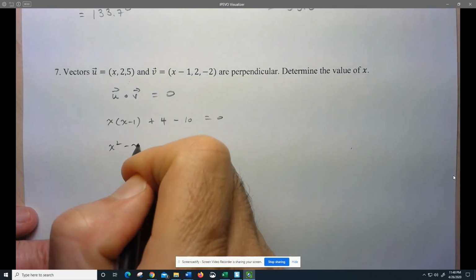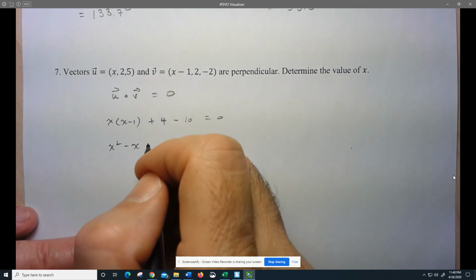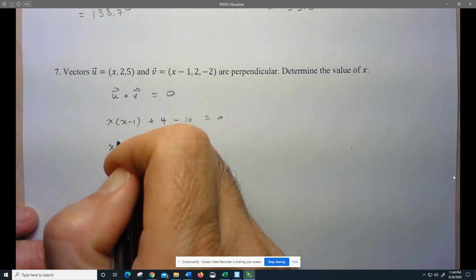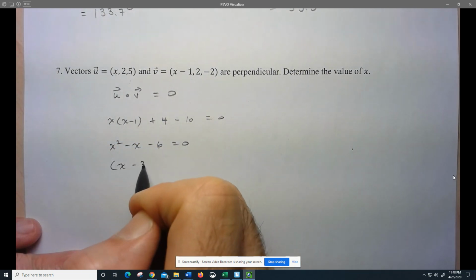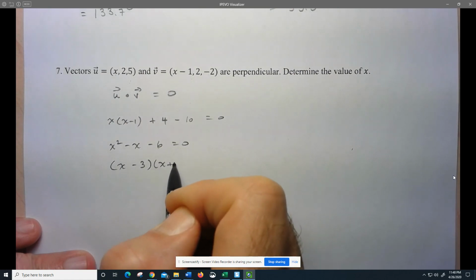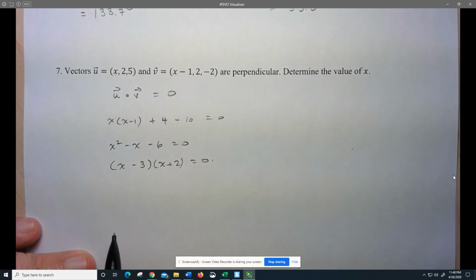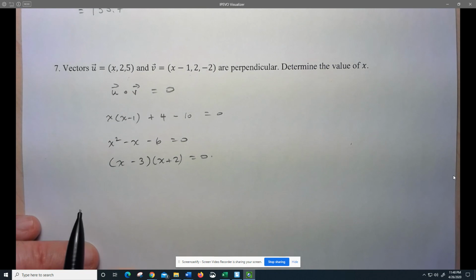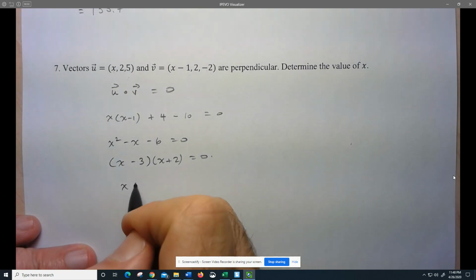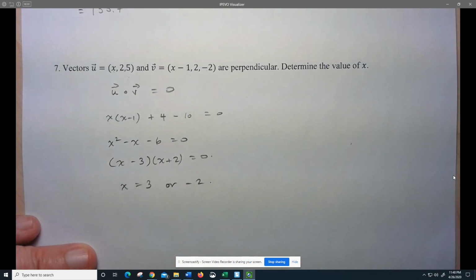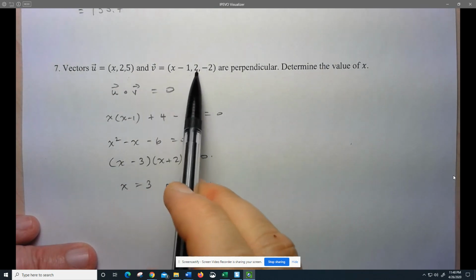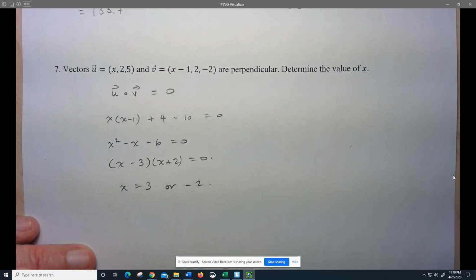And now look what I have. X squared minus x. 4 minus 10 is negative 6. And I just end up with a quadratic equation, one that's easily solvable by factoring. And in fact, there were two values of x that make these two vectors perpendicular. Okay, x can be equal to 3 or x can be equal to -2. Okay, so two ways to make these vectors perpendicular.